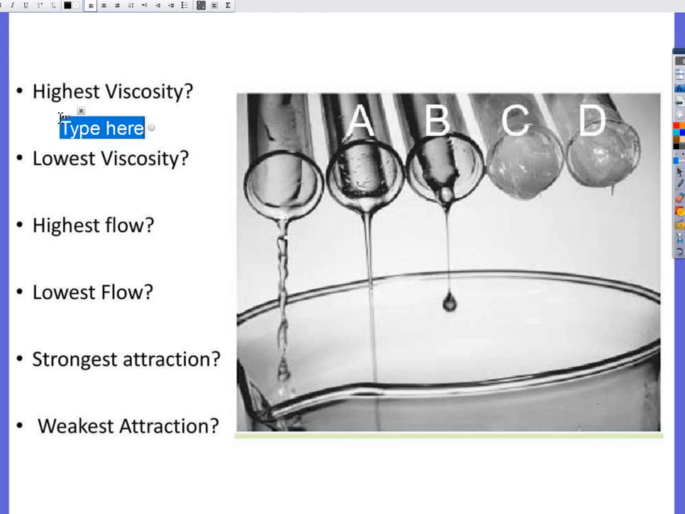Highest viscosity should be the liquid that's flowing the slowest, that would be D. Lowest viscosity is A. Highest flow A. Lowest flow D. Strongest attraction D. Weakest attraction A.